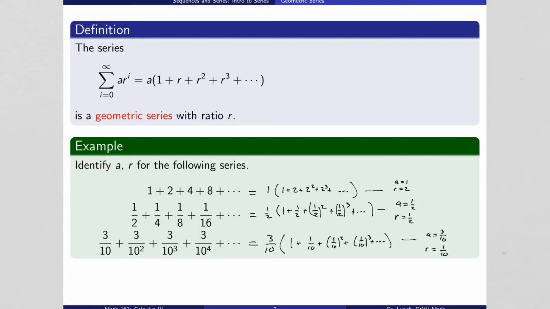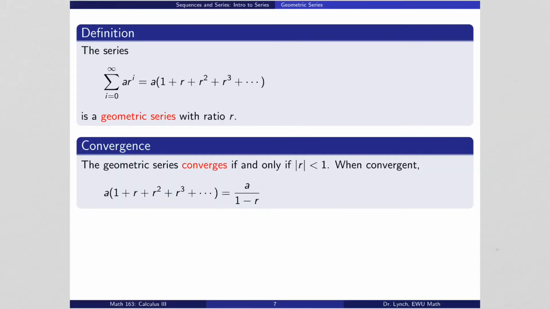Okay, so as we mentioned, it turns out to be the ratio r that tells us about convergence of this series. So to see that, we'll go ahead and note that the geometric series converges if and only if the ratio r is less than 1 in absolute value. And when it converges, we know its sum. Its sum turns out to be a over 1 minus r.